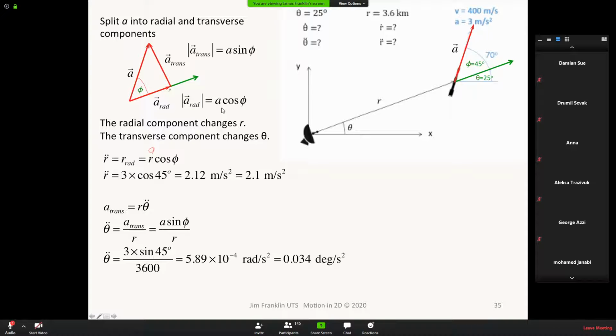In the text where this problem is set, the radial acceleration is given and it's just the wrong value. It should be 2.1 meters per second squared.